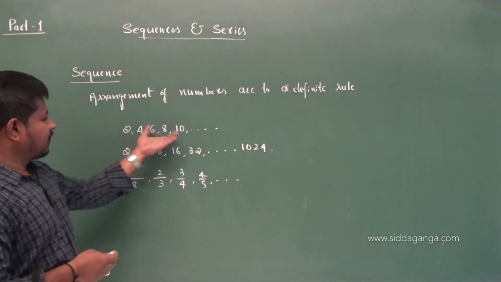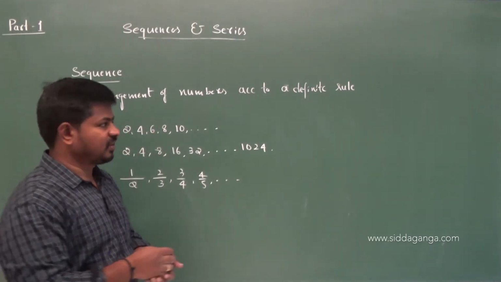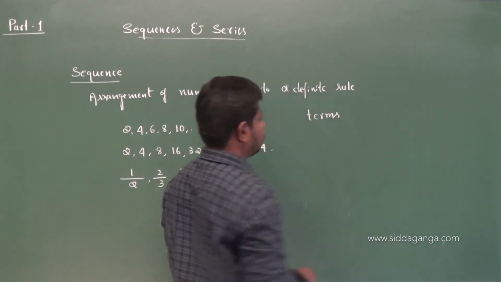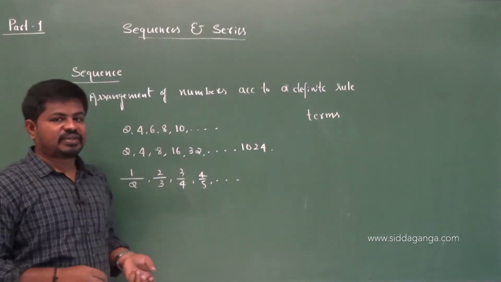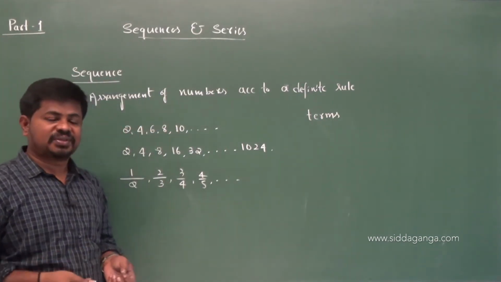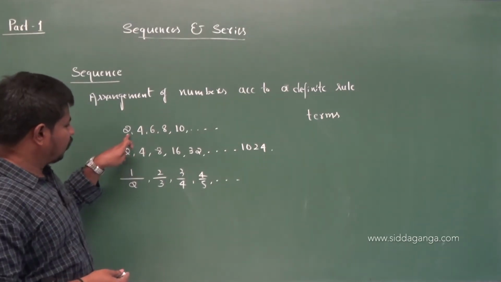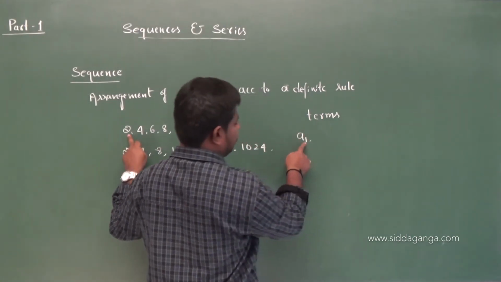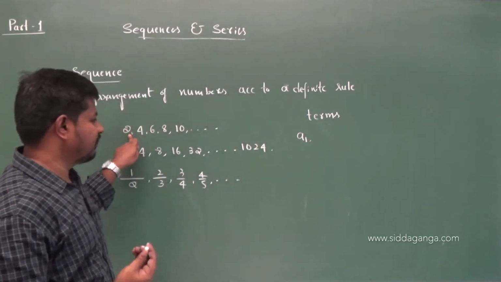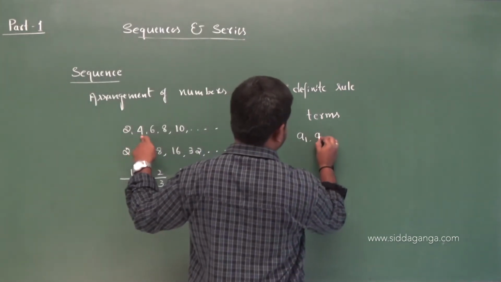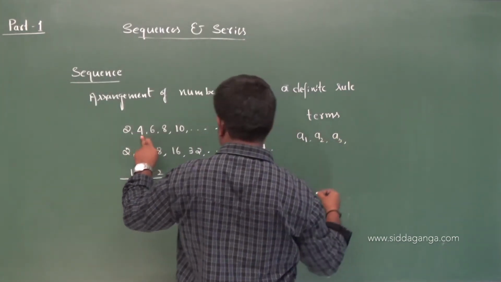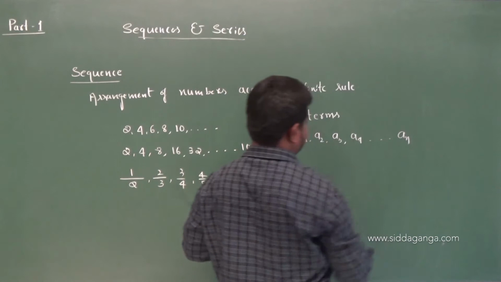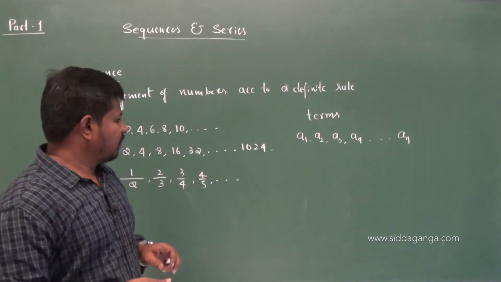See, the numbers in a given sequence are called the terms of the sequence, right? In this example, 2 is called the first term and it is denoted by A1. This subscript represents the position. A1 means first term, A2 means second term, A3 means third term, A4 is fourth and so on, and An means nth term. It may be any term of the given sequence.